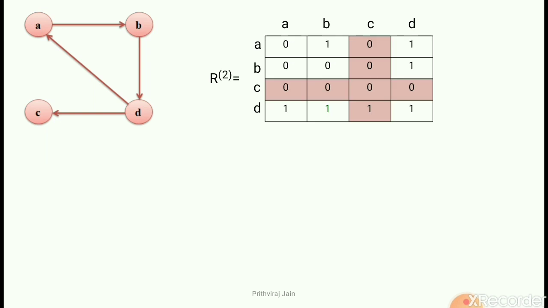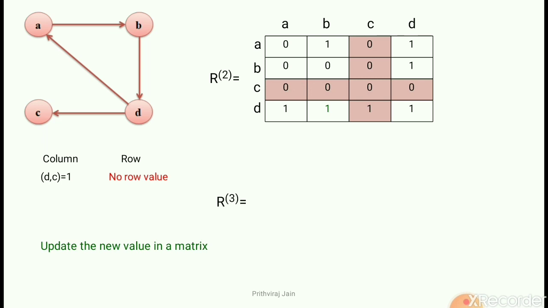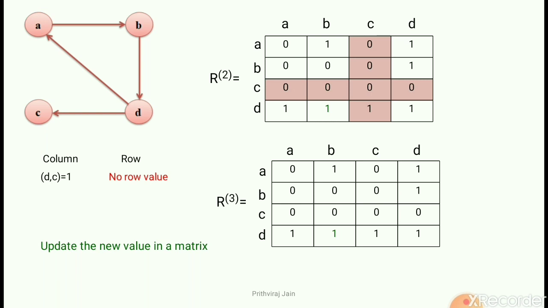Next, select third row and third column. Column wise, we have only one non-zero value, that is d comma c. But you can observe, row wise, there exist no non-zero values, so we have only one value across the column. So no row value here. So update the new value in the matrix, and actually there is nothing to update here, but we will write the same matrix once again, so we'll call it R3.